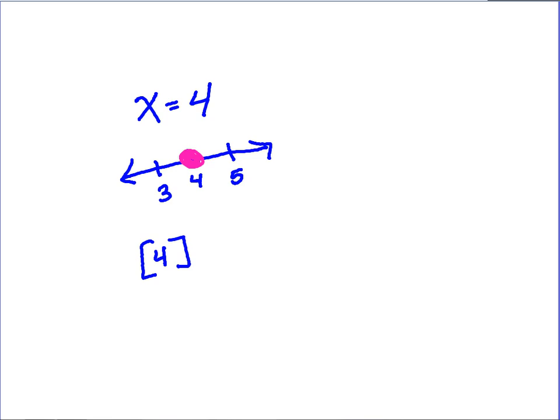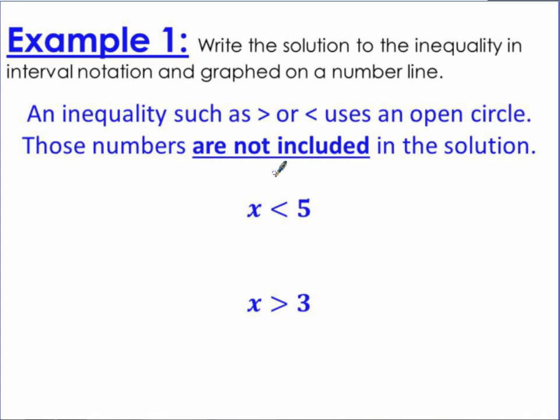The way I just did it with x equals 4 is kind of silly because x is only 4. So what we're going to do is act like we've already solved our inequalities, and we're just going to go ahead and represent the solution in interval notation and graphing on a number line. So make sure you get the blue stuff, example 1. And then we're going to talk about an inequality such as greater than or less than uses an open circle when you're graphing. And that's because the numbers are not included in the solution. I also want you to add in here that it uses parentheses. And you'll see what I mean in a minute.